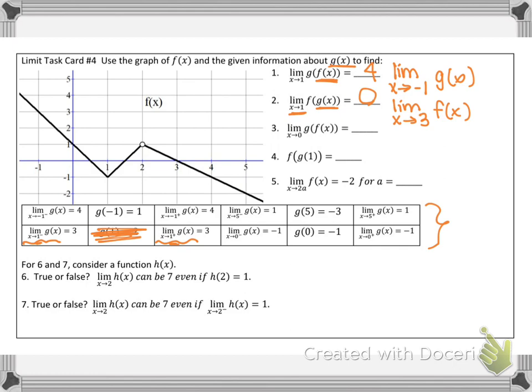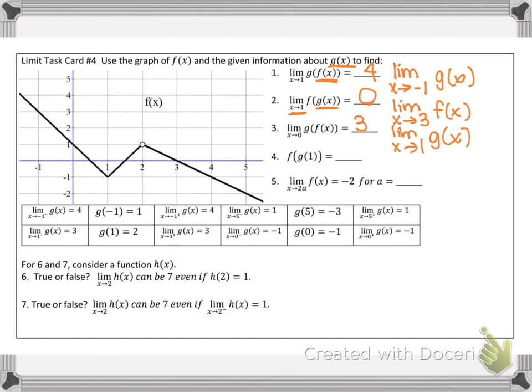Number 3, the limit as x approaches 0 of g of f of x. So actually, we've done 2 of these together. I'm going to pause the video, let you try example 3, and then we'll do 4 and 5 together. So go and pause the video and try example 3. And for example 3, I got an answer of 3.